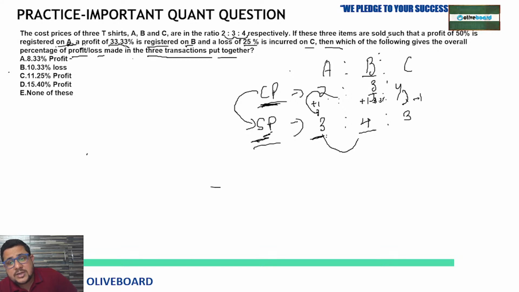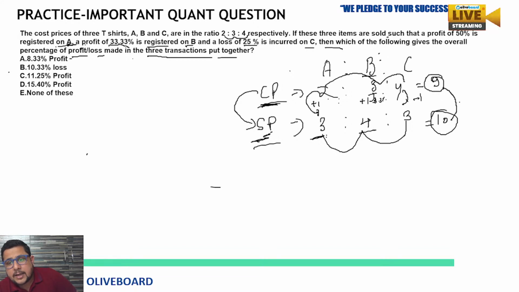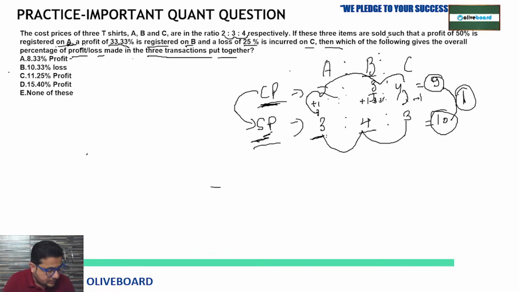So 3. 3 plus 4 plus 3, how much are you getting? 10. And here 2 plus 3 plus 4, so 9 is there. Clear? So 9 to 10, it is increasing. So you will say the difference is 1. Are you getting my point now, everyone?